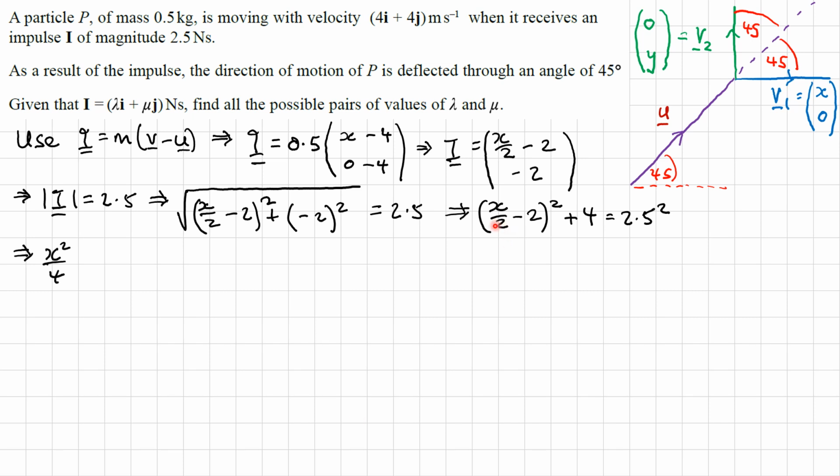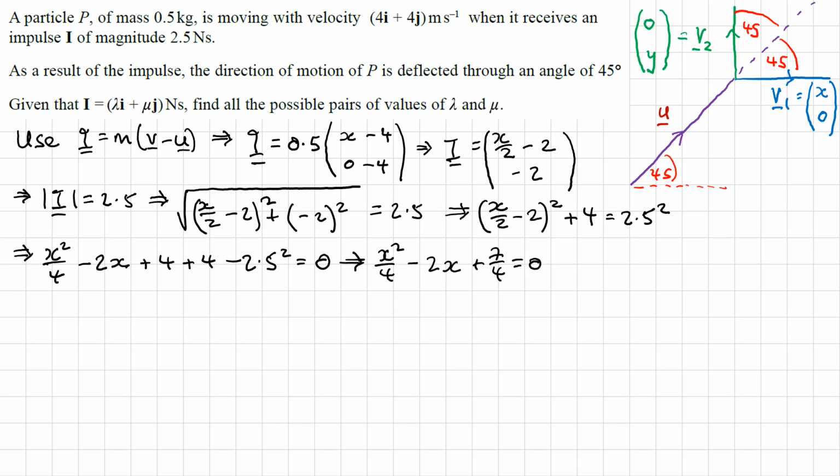And then for the x terms, let's say I'll have minus x, so minus 2x. And then I'll get a plus 4. That's from expanding brackets. There's a plus 4 there already. And then I'll take the 2.5 squared across. So now I've got a quadratic, which will be x squared over 4 minus 2x, and then plus 7 over 4 is equal to 0.